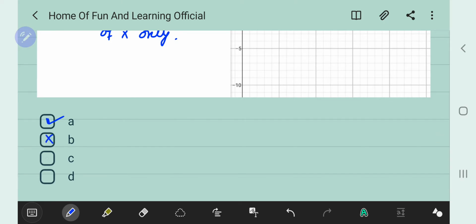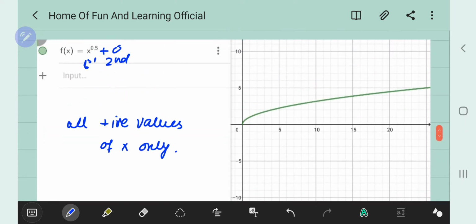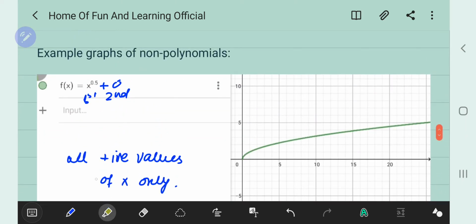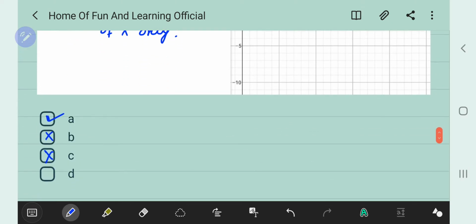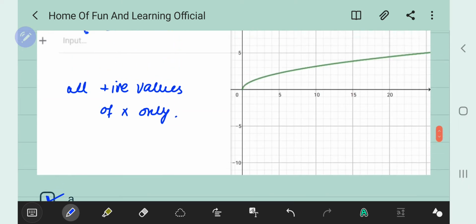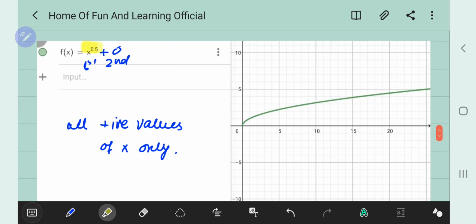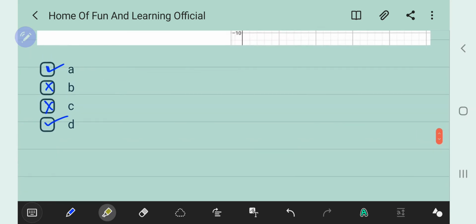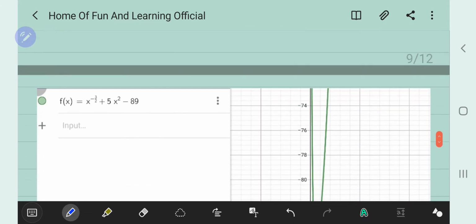And similarly, the third rule is not followed because this exponent is 0.5, and it's supposed to be a positive integer or 0. So the third rule is also not followed, but the fourth rule is followed because you can still trace this in one go. But it doesn't follow all the four rules, so it's not a polynomial.